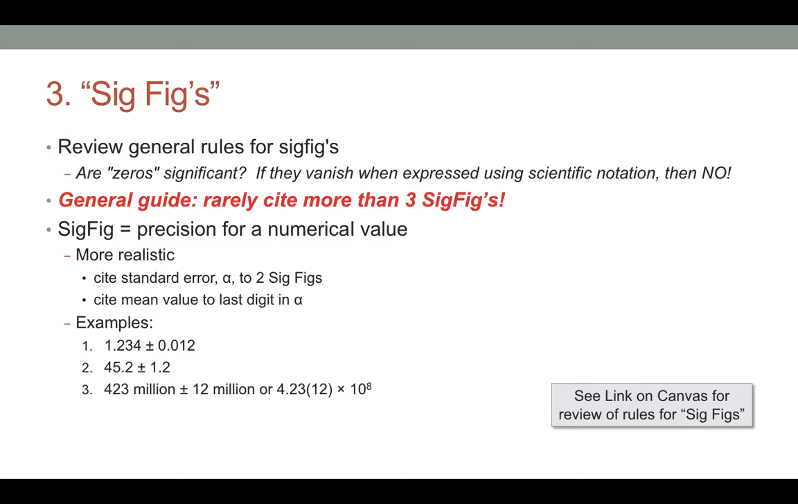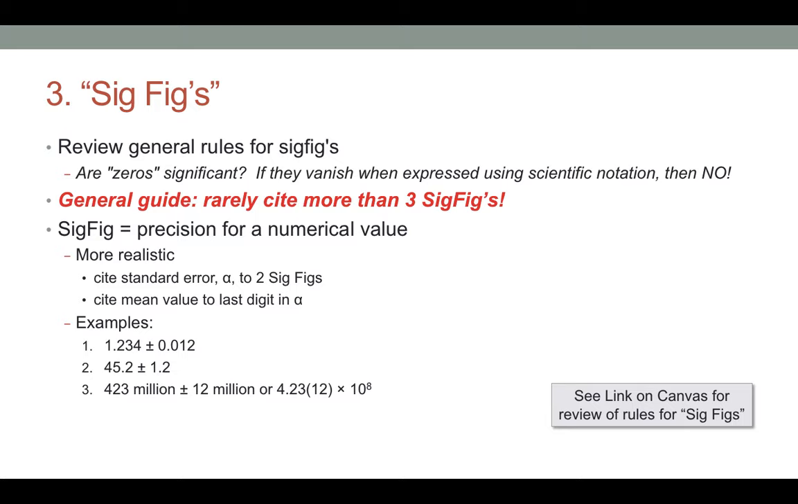Now, sig figs. I'm assuming most people have the general rules for sig figs. There's a link on Canvas that will give a quick review of sig figs. I'm not going to do that here. One thing I do want you to remember, what are the rules for zeros being significant?